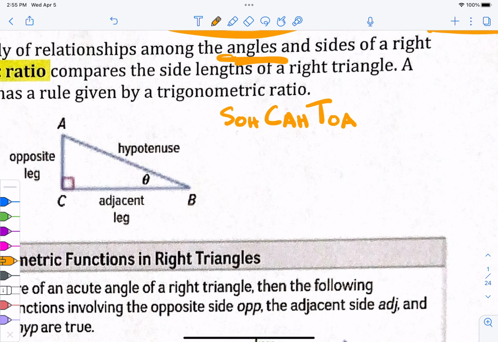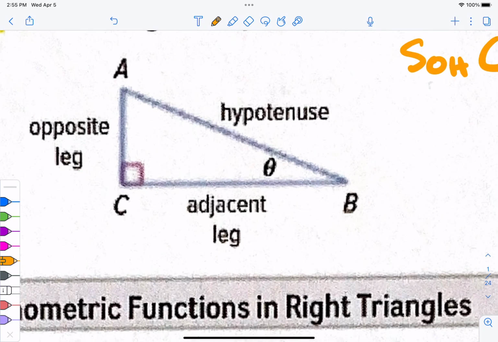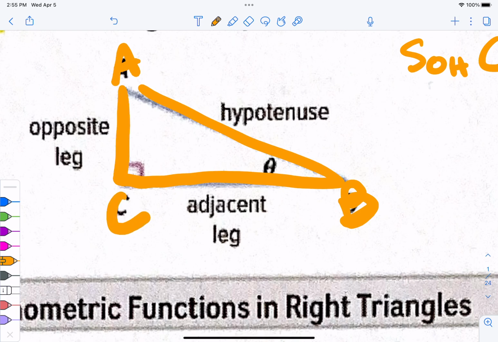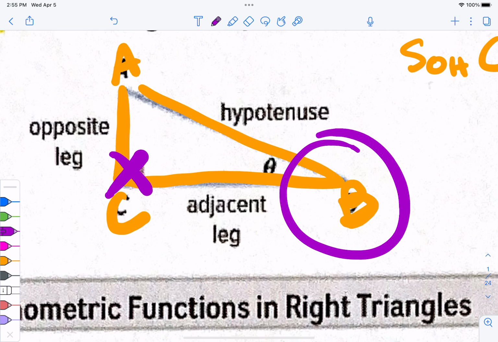So here's the deal. We have a right triangle. This is my right triangle, and it has vertices that are called A, B, and C. It doesn't really matter what they're called. When we're doing SOHCAHTOA, we are always looking at one of the angles, but it's never the 90-degree angle because he's boring. We know he's 90 degrees. We don't know what B is, so we're going to look at either B or A.